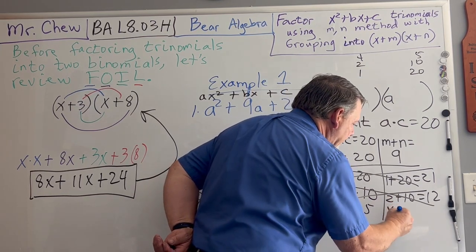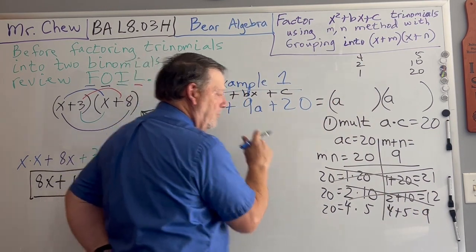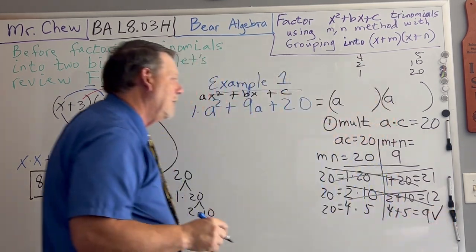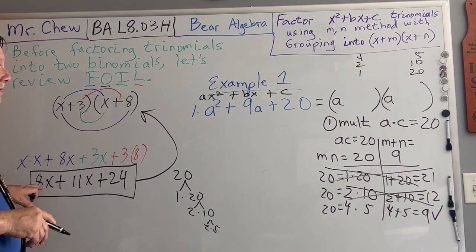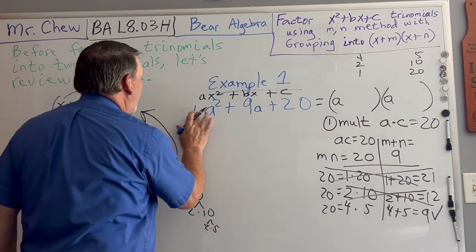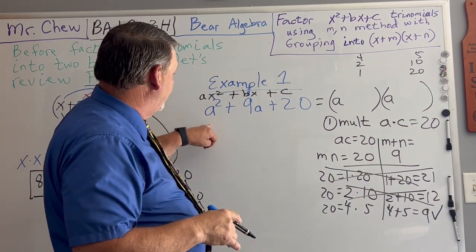What about 4 plus 5? That equals 9. Is that what I want? Sure is. All right, so I'm going to show you how to do this now. And you'll do it like this on every one of these problems when it just has a 1 in front of my square.